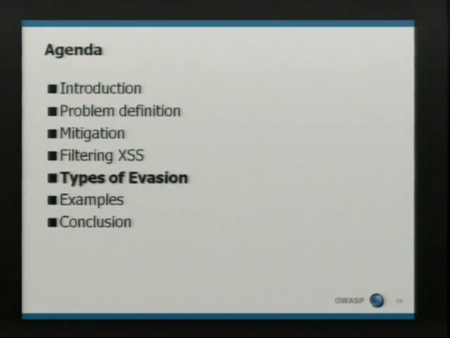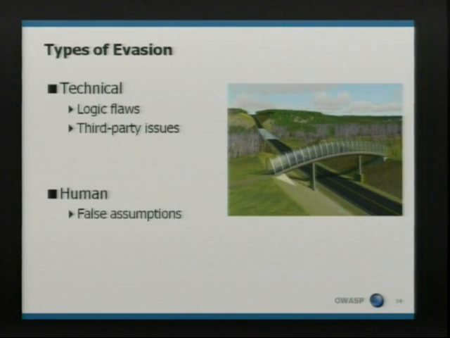So what kind of evasion exists? From my experience, I just put it into 3 categories, or 2, and I split it again. So the first one is technical based, and the next one is human based. The technical one, I just split up into logical flaws and third-party issues. So what is it exactly?